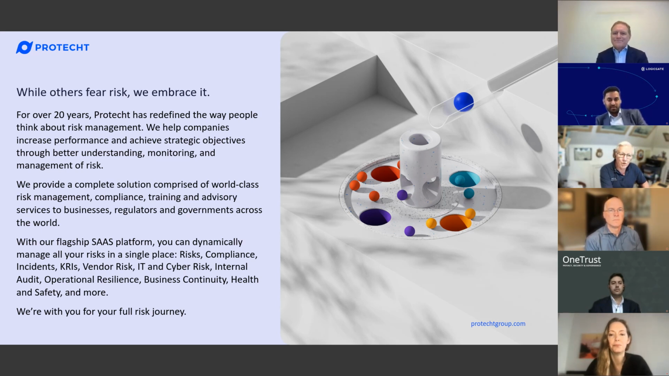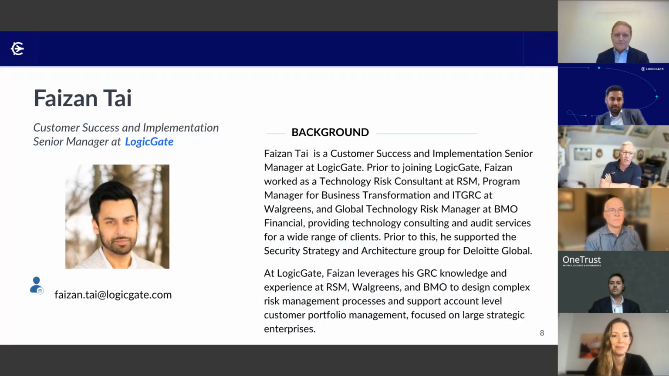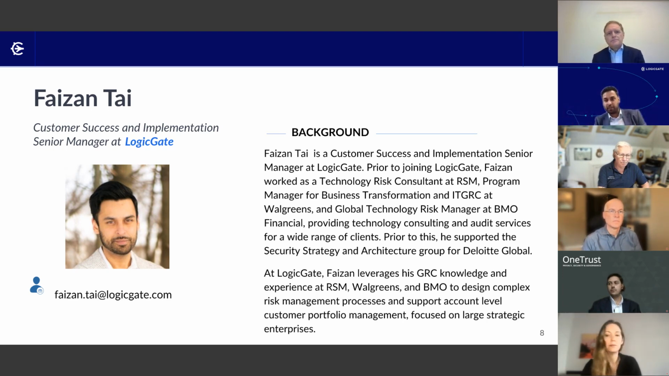Thank you. Brilliant. Thanks very much, Jared. Let's move on to yourself, Faison. Tell everyone about yourself and the work you're doing there at LogicGate, sir. Hi, yes, my name is Faison Tai. I'm a senior manager in the customer success and implementation org, where I help large enterprise and strategic customers implement our platform, and also at the same time help from a portfolio and account level perspective, help manage their roadmap going into the future.